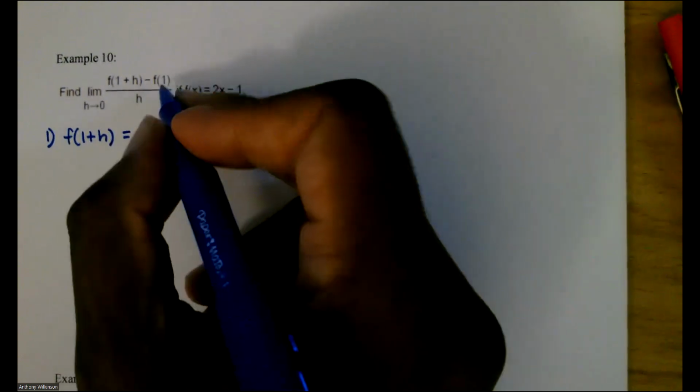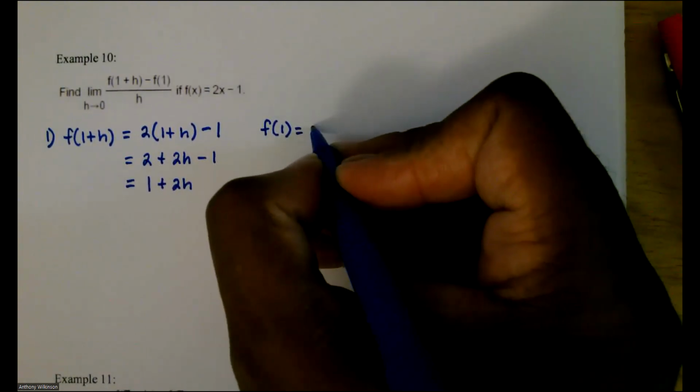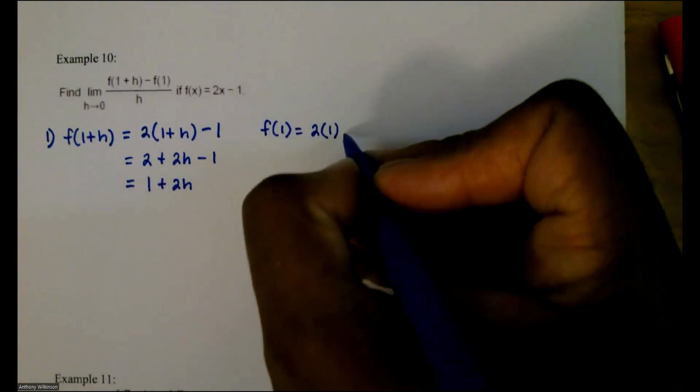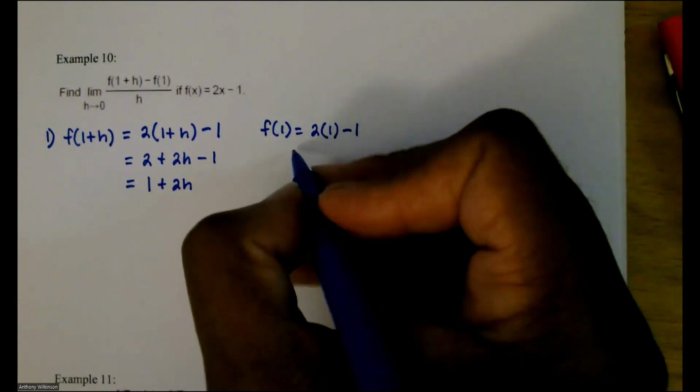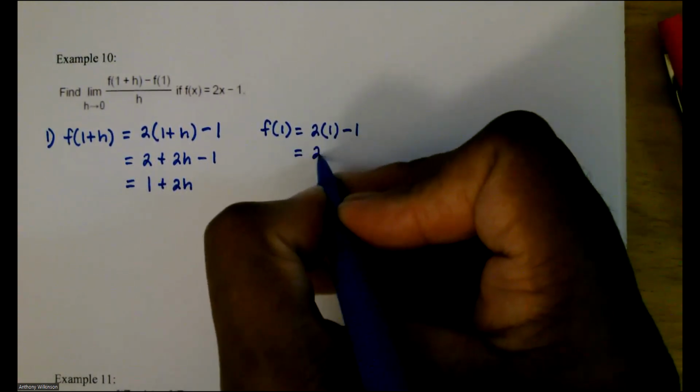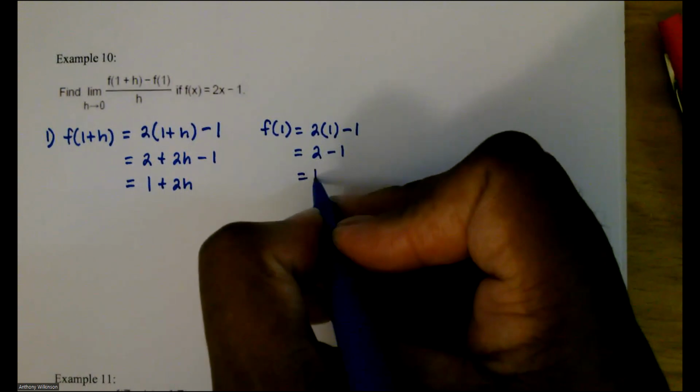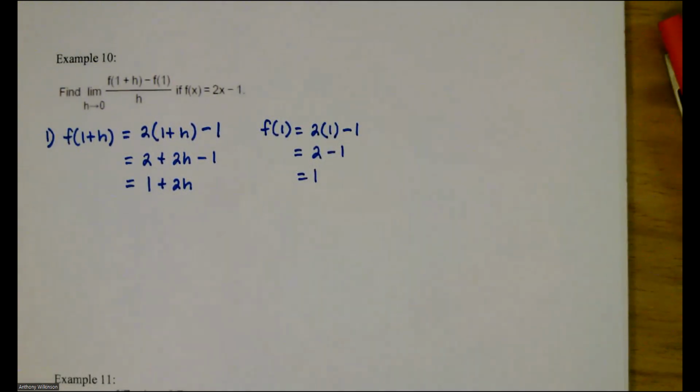And also, I'm going to evaluate f of 1, which is this part right here, after the minus sign. So I just simply replace the x in f of x with the 1, so it'll be 2 times 1 minus 1. Well, 2 times 1 will be 2. 2 minus 1 will be 1. So f of 1 will be 1.